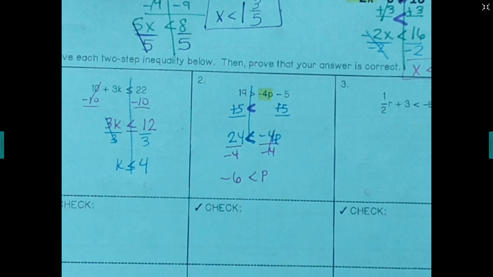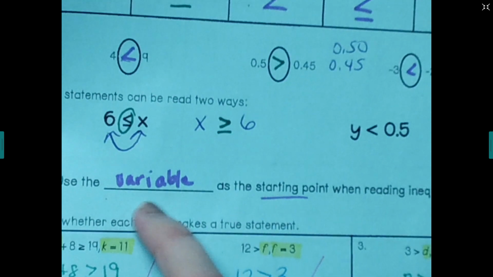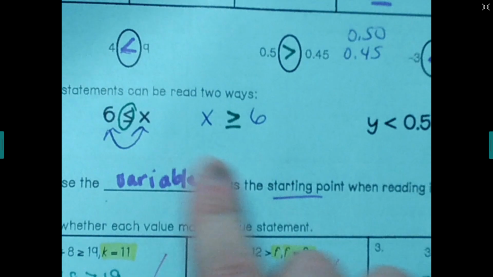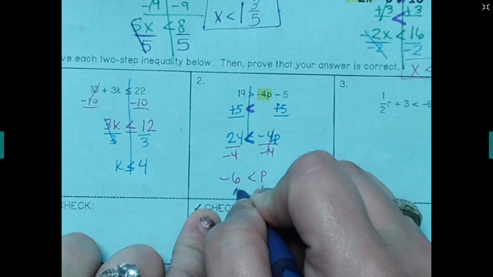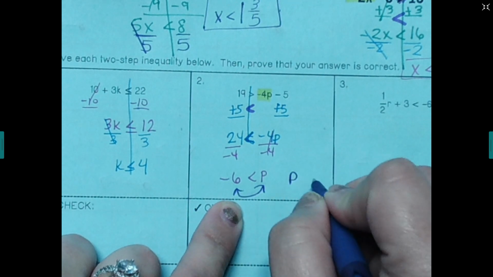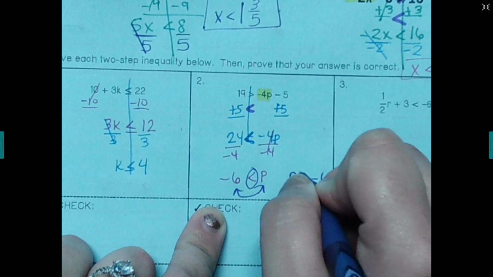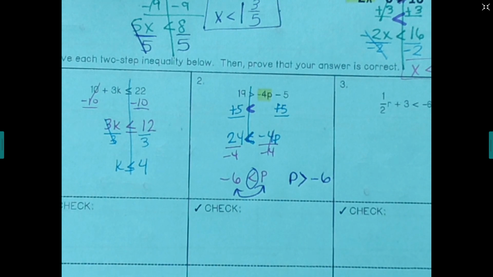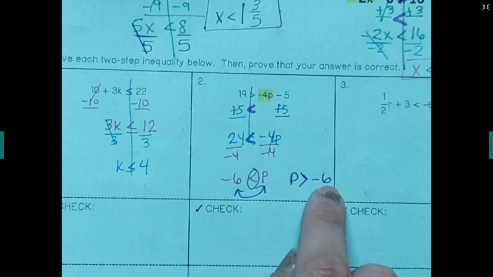Now, last time we met, one of the first things that we said is that you have to use your variable as a starting point. On day 6, we said the variable is your starting point. So you have to flip these before you graph. So these guys are switching places. P, -6. Remember when you flip, then this guy gets flipped again. So this one was a double flipper. That does not happen very often. Don't get used to flipping because it does not happen very often. So now P is greater than -6.